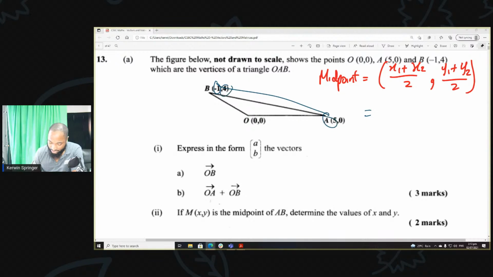This plus that, you get 2. And what do we get? 2, 2. Anybody get that? All right, let's do it. We get negative 1 plus 5, because it's x1 plus x2 divided by 2. And y1 is 4 plus 0, that's y1 plus y2.